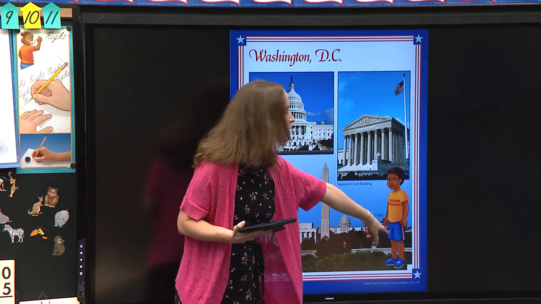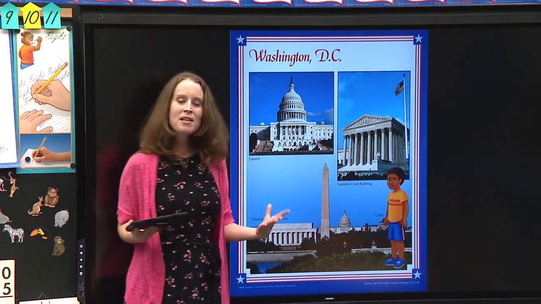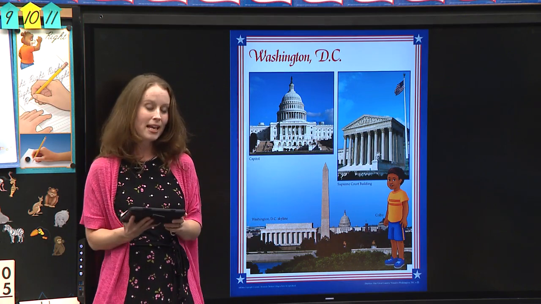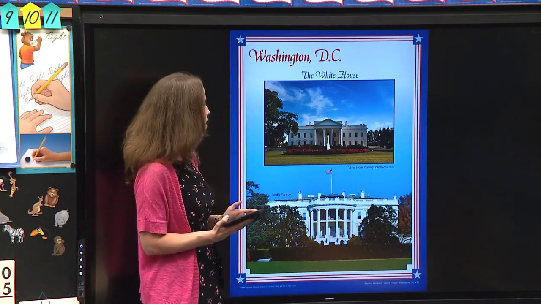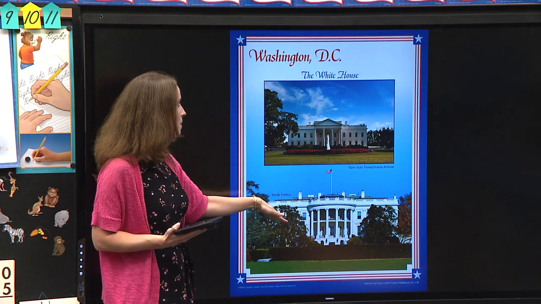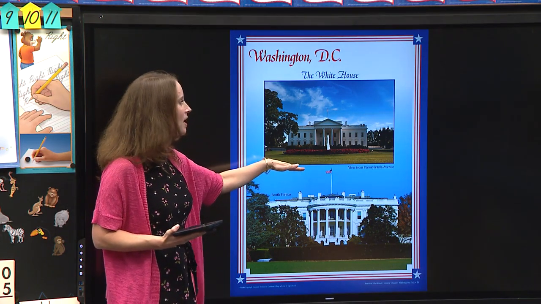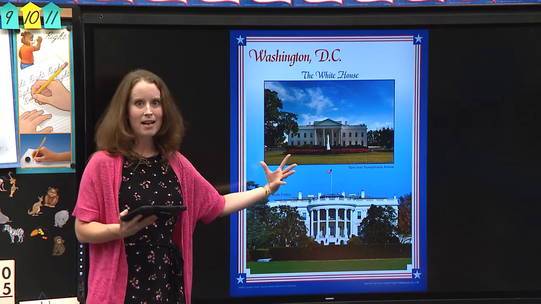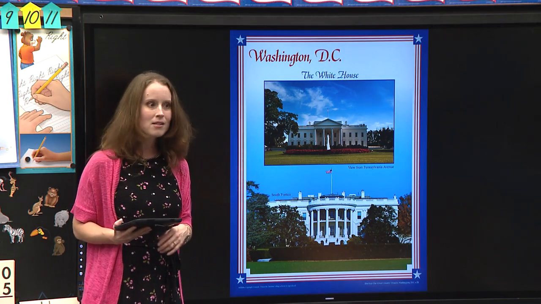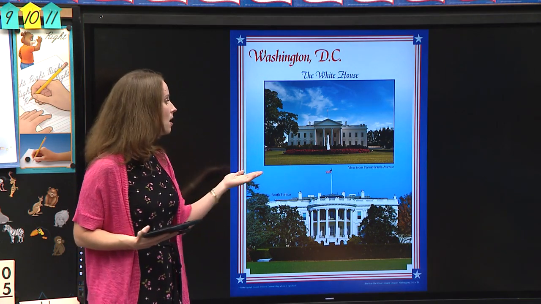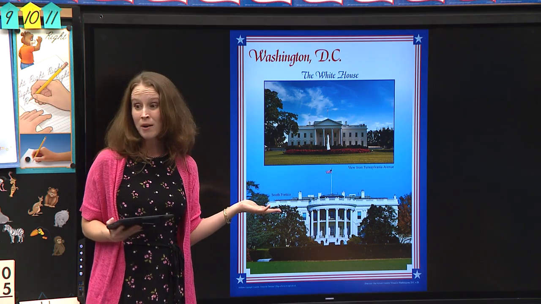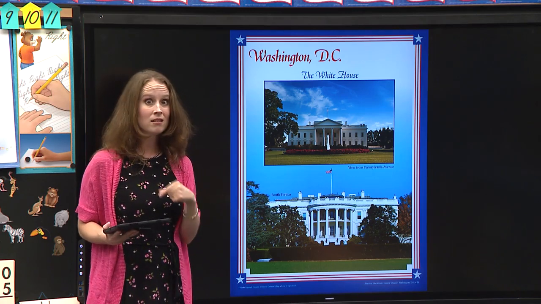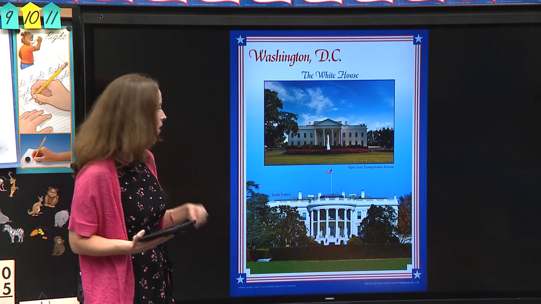Now this guy right over here, his name is Colby. And Colby is going to take us on a little trip around his city, Washington, D.C. If we look at our next pictures of Washington, D.C., right here we can see a picture of the White House. And remember, the White House is the building where the president lives. Did you know that the president hasn't always lived in the White House? We'll talk in a little bit about why they haven't always lived there.